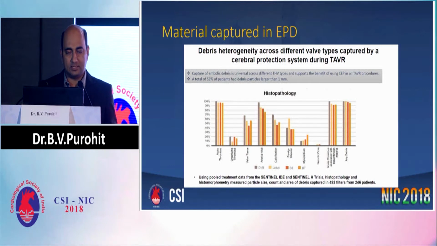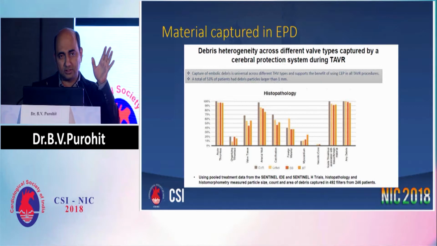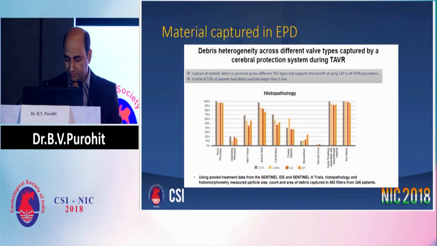And this was a histopathology study, and if you can see here, all sorts of material are there, whether it is a thrombus, but the most common is a thrombus. They have even found small bits of foreign body material which is a part of the balloon or a catheter which has been taken. So all sorts of material are found in a patient when they analyze this debris which was captured in the embolic protection device.